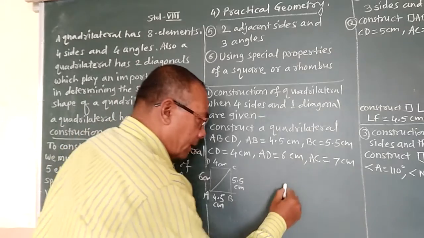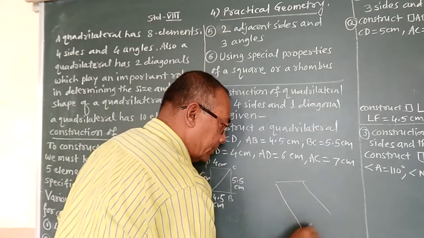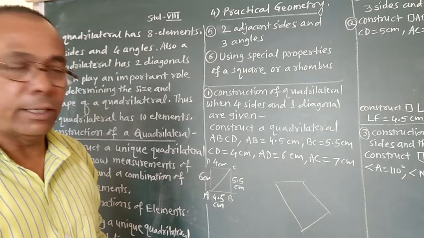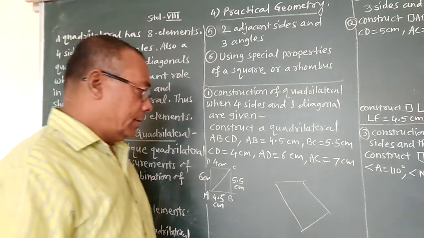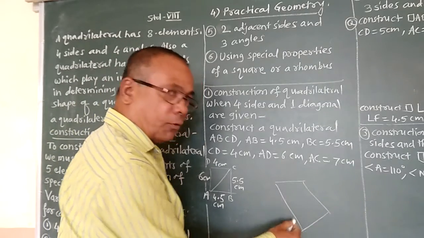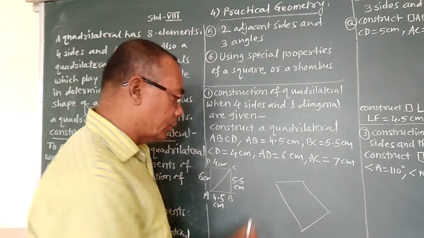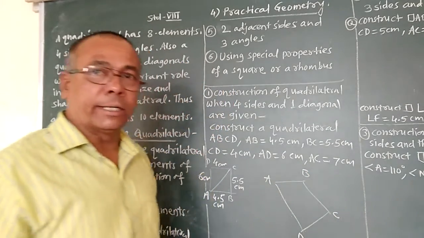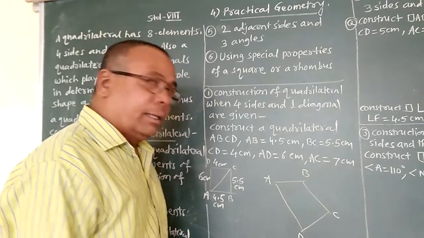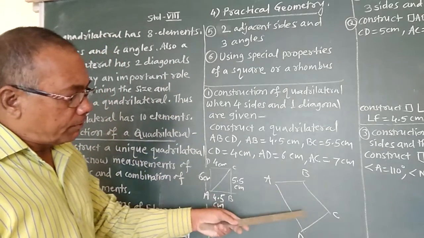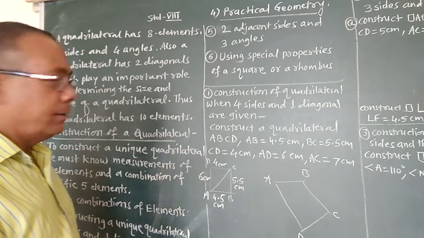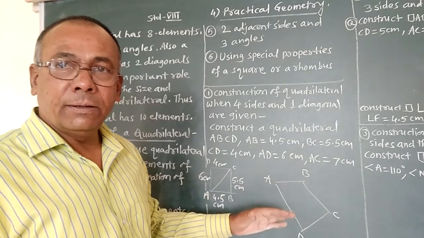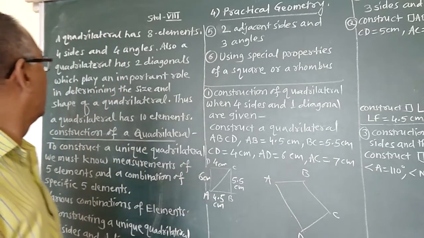Here, if we draw any quadrilateral, then here 1, 2, 3 and 4 sides are there, 4 angles are also there. Here, if we give a name to this quadrilateral ABCD, then 4 plus 4 means 8 elements are there, 4 sides and 4 angles.